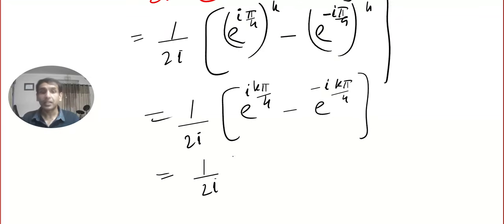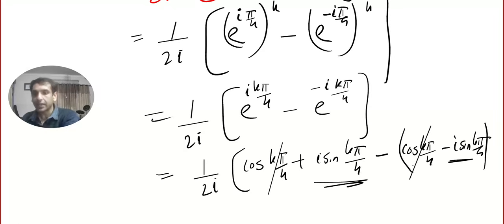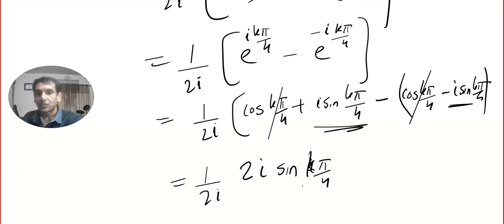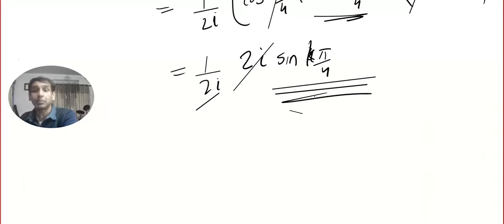So 1 by 2i. Come on, now you tell me, what is e to the power i theta? Cos k pi by 4 plus i sin k pi by 4, minus bracket, cos k pi by 4 minus i sin k pi by 4. So this cos and cos gets cancelled, and this will get added up. So you'll get 1 by 2i. What is apple plus apple? 2i sin k pi by 4. So apple plus apple is 2 apple. So this will get cancelled, and sin k pi by 4.